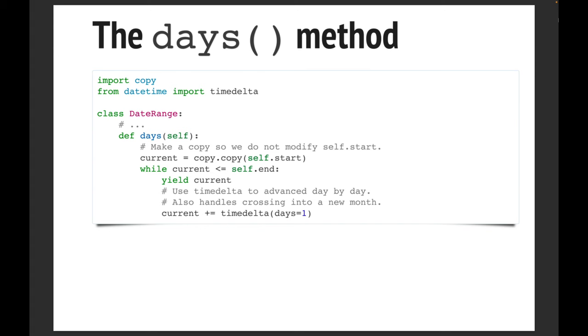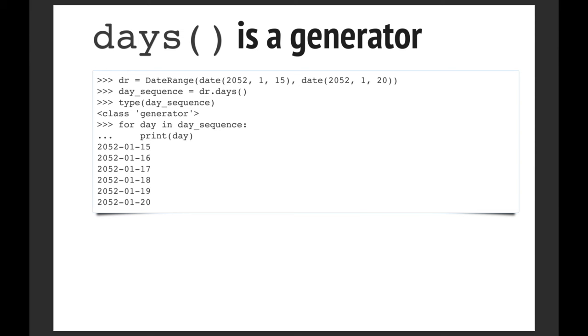So days produces just one date object at a time. Each iteration through, we just add one day to it. And we have to use time delta for that, which is fine. And we continue until current reaches the end date. Let me demonstrate this on the Python prompt.